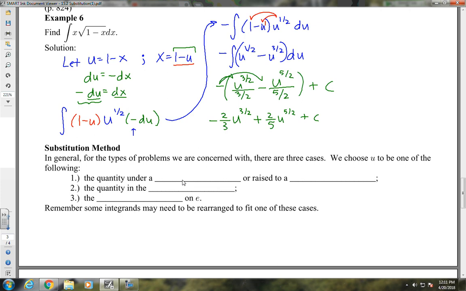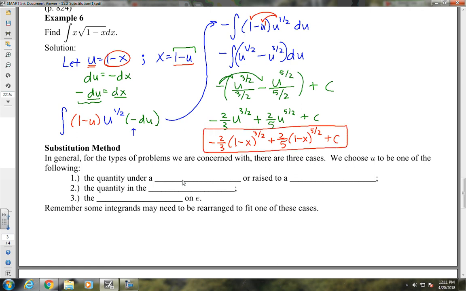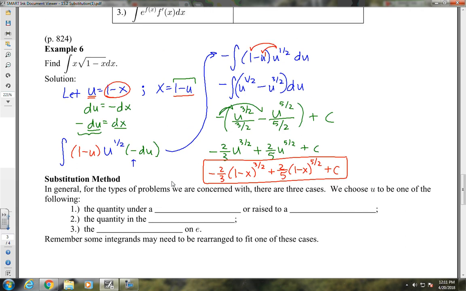All right, so you want to relax and say, awesome, I found the antiderivative, but don't forget, we need to do this in terms of x. So our original substitution statement said u is equivalent to 1 minus x. So we're going to rewrite this as negative 2/3 times 1 minus x to the 3/2, plus 2/5 times 1 minus x to the 5/2 plus c. And it would do us good to be patient and go ahead and check by differentiation. So let's do just that.